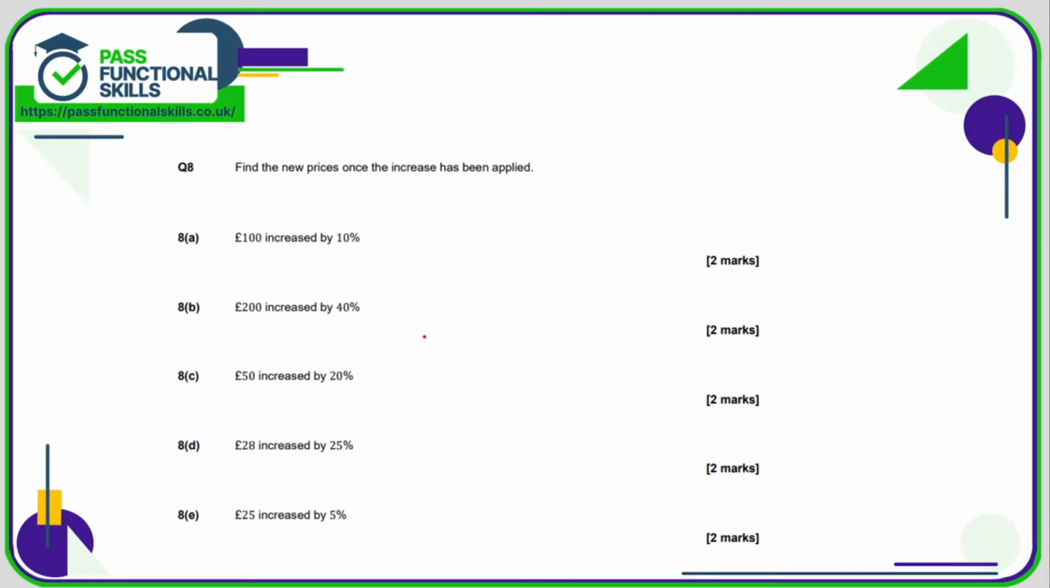For question number 8, there's a couple of ways you could do it. So for 8A, what you could do is work out 10% of 100 and then add it on. But what I prefer to do, and it's a bit quicker, but this does mean that you need to understand how percentage multipliers work. If I said to you, for example, what is 56% of, let's say at random, £1,700, then hopefully you know that the multiplier for 56% is 0.56.